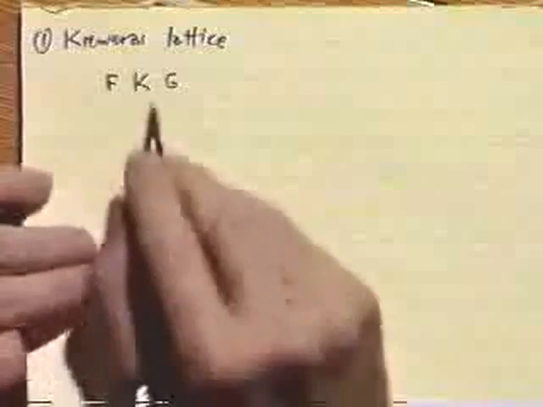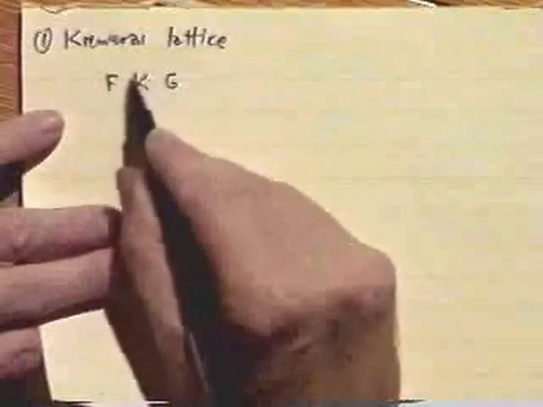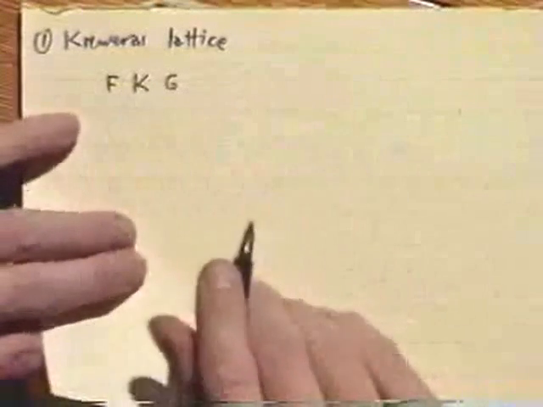And I'll show you Kreweras's order first, and it's this. First of all, we have the Kreweras lattice, and we have to define a partial ordering between two forests. So we say that F is Kreweras less than or equal to G. This is my symbol here for Kreweras less than or equal.